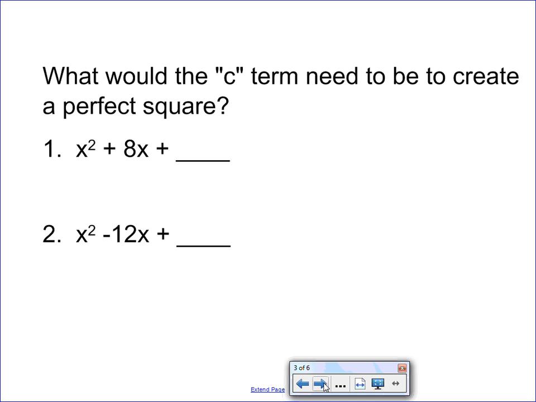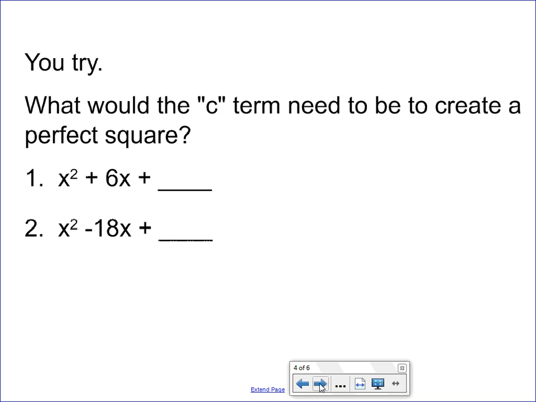Well, if we think back to the previous slide, we said we're going to take half of b, and square it. Okay, so half of b squared, half of 8 is 4, squared would be 16. Then this next one, we think of half of the negative 12, which is negative 6. Negative 6 squared is a positive 36. Okay, so now, how are we going to use that?